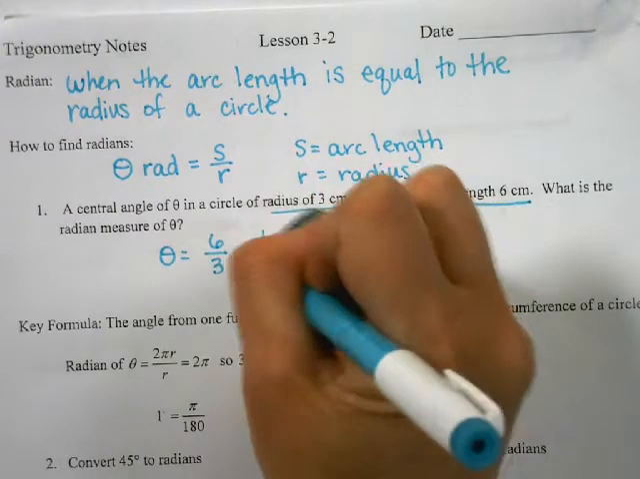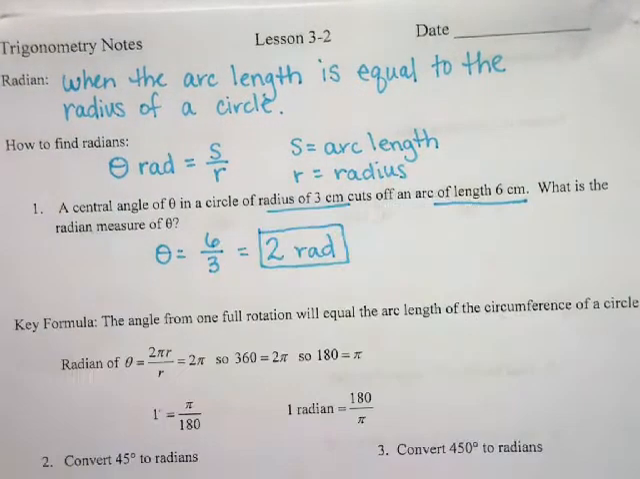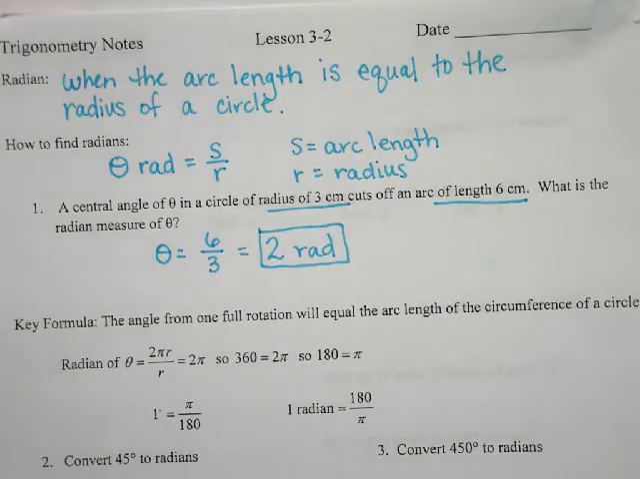Think about it, you've got to label your units, right? When we talk about degrees, we give them a degree symbol. When we're talking about radians, we have to write rad, or you can write out the word radians if you want.